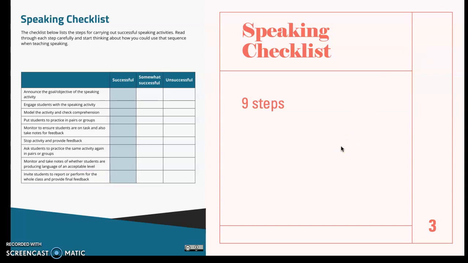When you design your speaking classes, follow the sequence suggested in the checklist. Believe me, your students will be speaking much more after you follow the sequence.